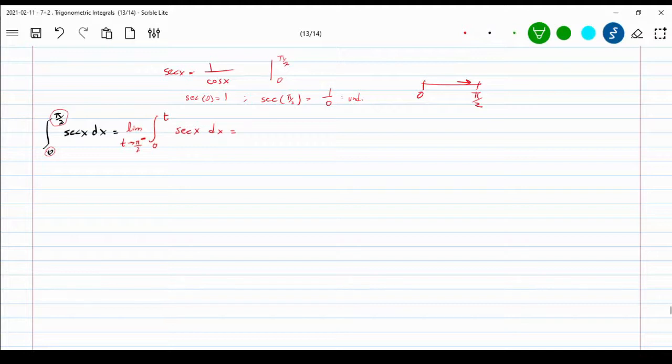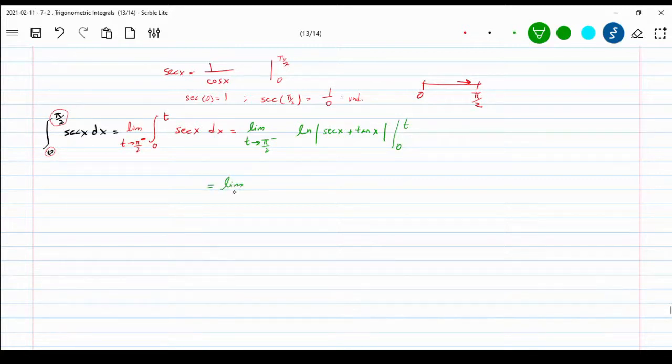From earlier on, we know the integral of secant. If you don't remember, just look at the lecture notes from the last couple of sections. We discussed that the integral of secant was ln absolute value of secant x plus tangent x. There was a trick to calculate this integral from the trigonometric section. And we want to evaluate this from 0 to t.